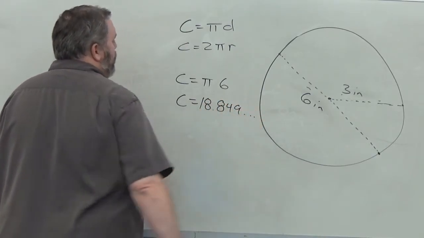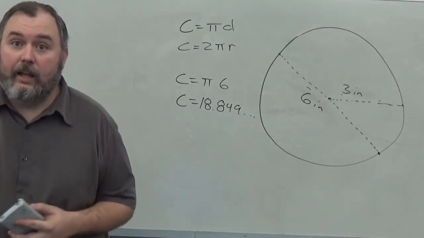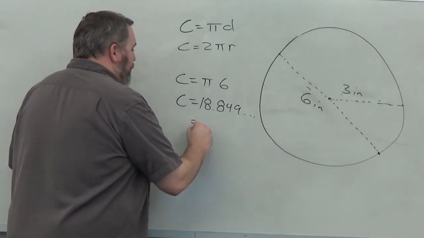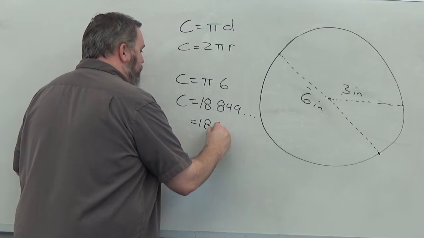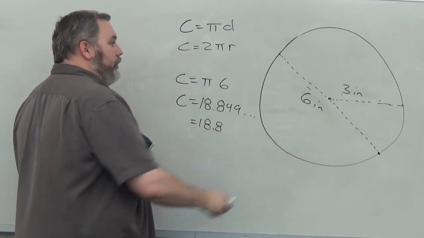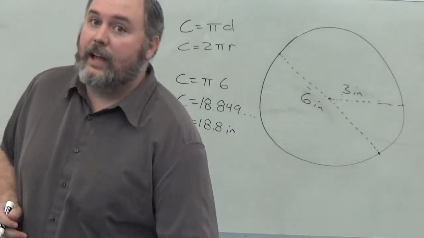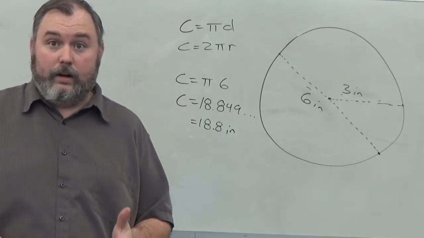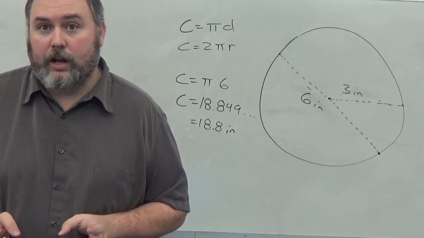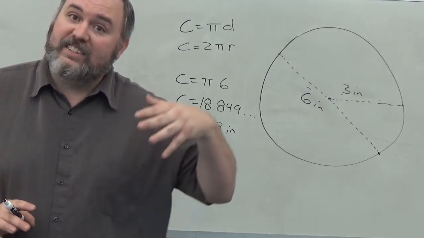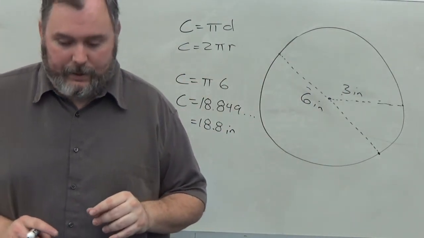We get that it is equal to 18.849 and a bunch more numbers. I'm going to round it to the nearest tenth. And I get that it's equal to 18.8. And what's my units? Inches. Now, your instincts, I've seen this happen, is that you might want to put inches square for your unit on a circumference. Don't do that. Circumference is a distance. It is not area.